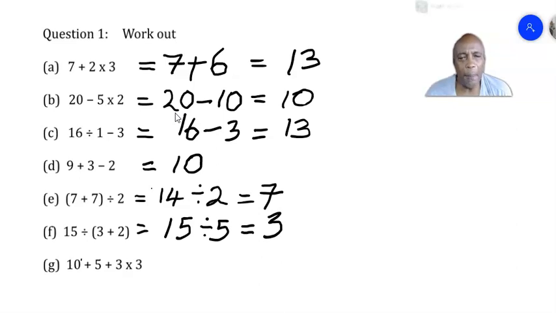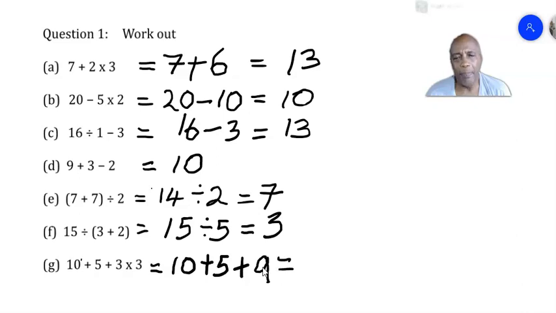G now, you have 10 plus 5 plus 3 times 3. So we know multiplication is done before addition. So we put 10 plus 5 plus 9. Let me erase this plus 3. 3 times 3 is 9. So it is 10 plus 5 is 15. 15 plus 9 is 24.